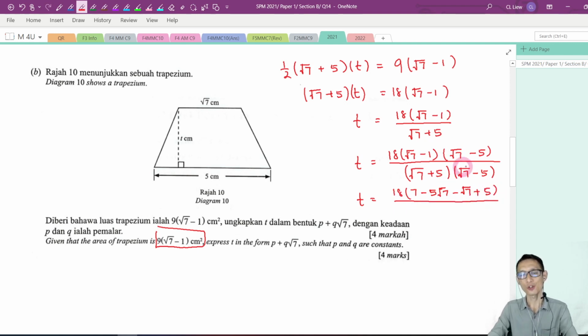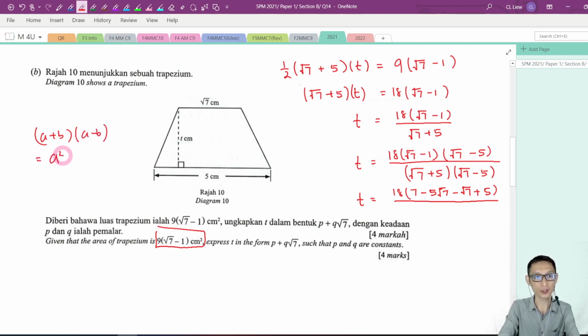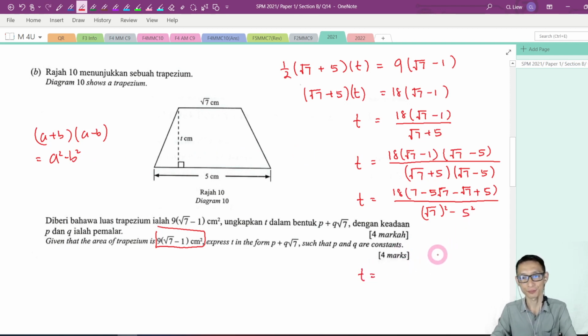Okay, so this one you don't have to do it one by one. Still remember this formula. If you have a plus b times a minus b, it's actually equal to a square minus b square, right? So this will be square root of 7 square, minus 5 square. Okay, let me continue doing here.